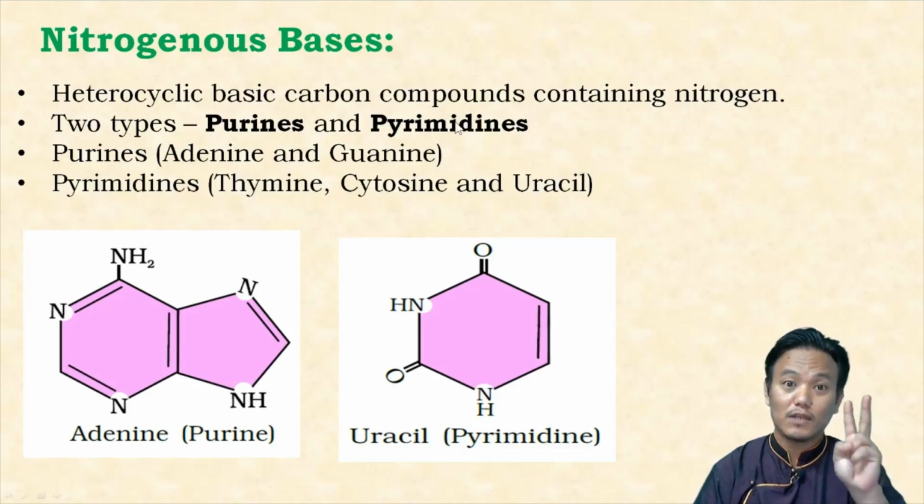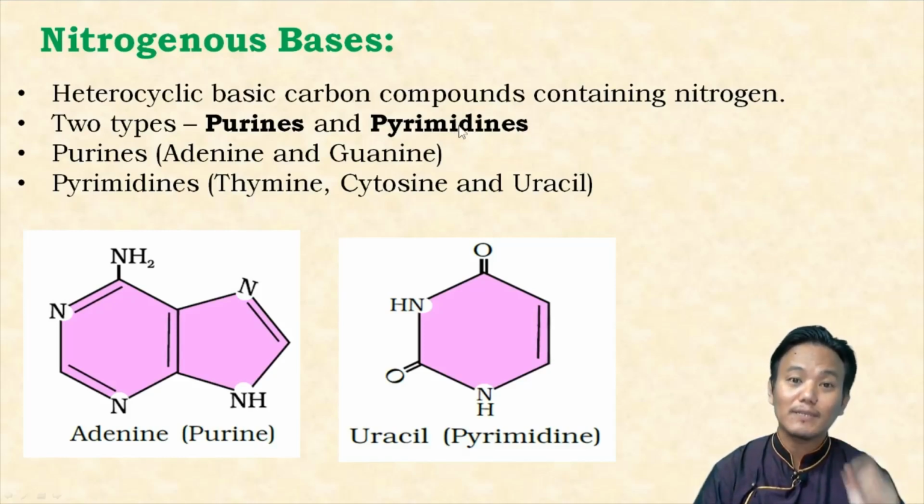Nitrogenous bases are of two types, purines and pyrimidines. Examples of purines are adenine and guanine.